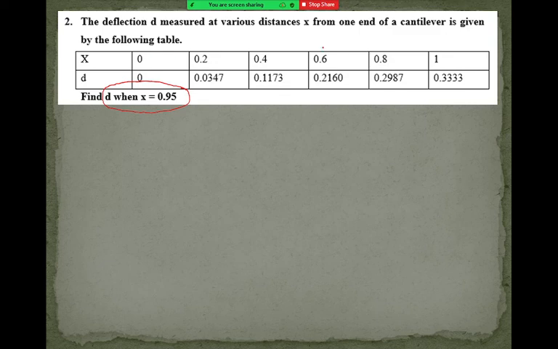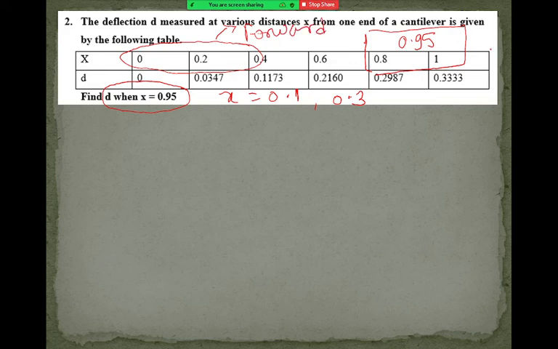If you look in the table, 0.95 lies near the end of the data. So this is the first important observation. Suppose the question is to find for x equal to 0.1 or say 0.3, which lies near the beginning of the data, then we use forward interpolation. But when we have to find out some values near the end of the data, we use backward interpolation.